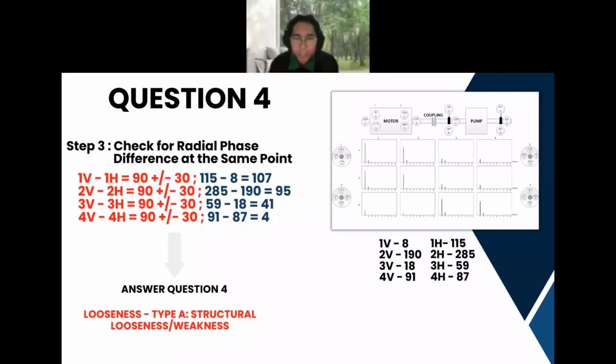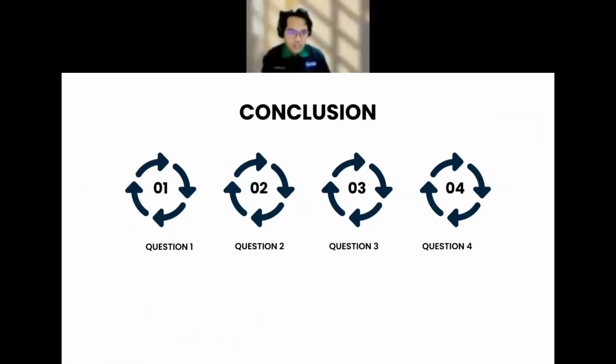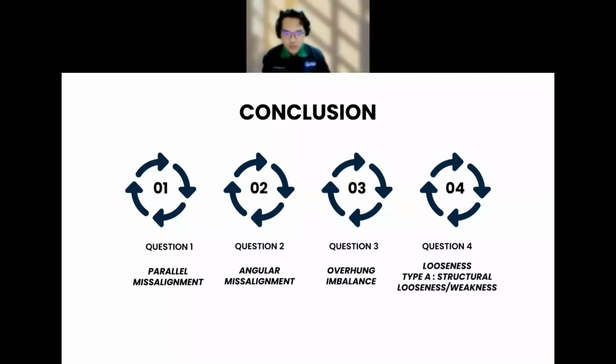So for question 4, we conclude that this is looseness type A, structural looseness, weakness. For the conclusion, question 1 is parallel misalignment, question 2 is angular misalignment, and question 3 is overhang imbalance. Question 4 is looseness type A, structural looseness, weakness. So all of us agree. Yes, I agree.